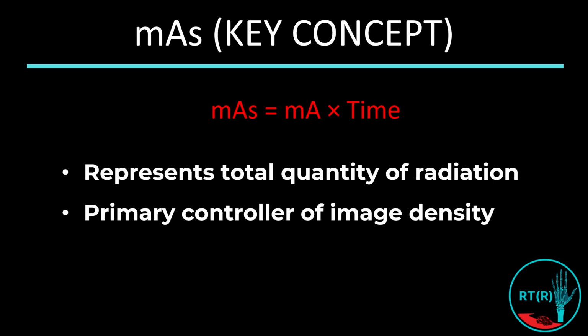The mAs concept. It represents the total quantity of radiation, the primary controller of image density. mAs is the total output of radiation. It combines mA and time. Many ARRT exams focus on how changing mA or time affects mAs.